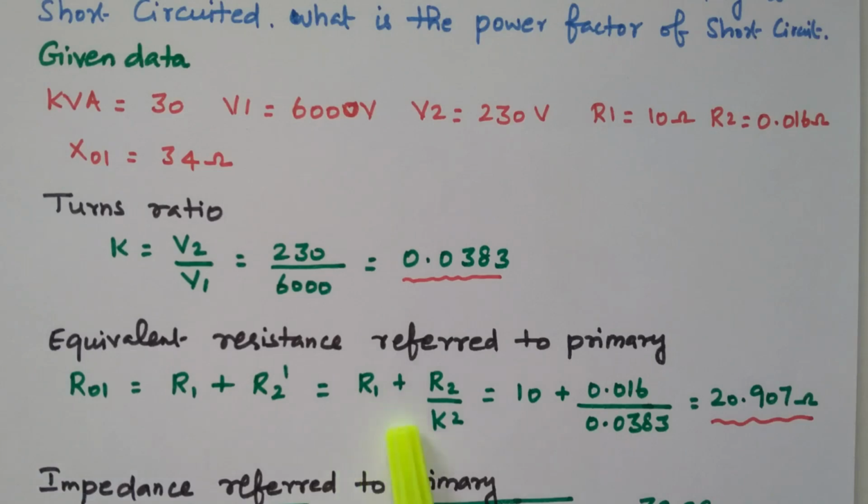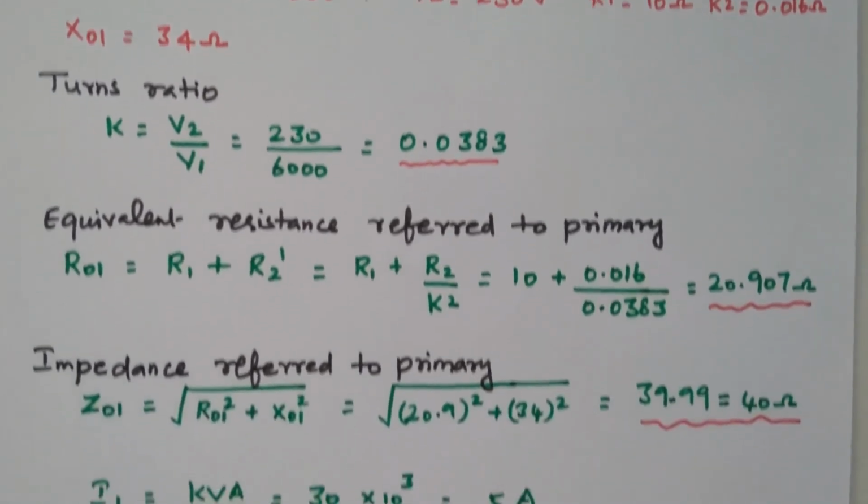So R1 plus R2 dash can be written as R1 plus R2 divided by K square. R1 is 10 ohm, R2 is 0.016, and K is the transformation ratio we calculated, 0.0383. By simplifying we got 20.907 ohm. So this is the total resistance of the transformer referring to primary. All the values are transferred to the primary. So that value is 20.907 ohm. Now we will find the impedance.